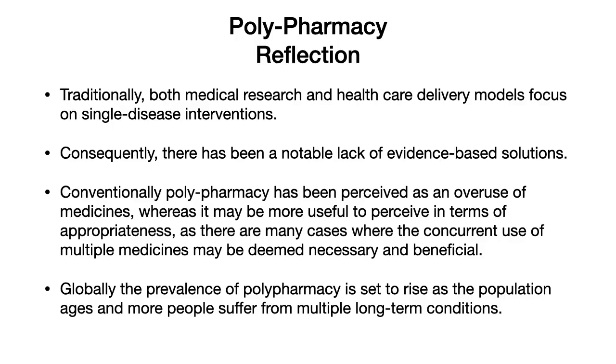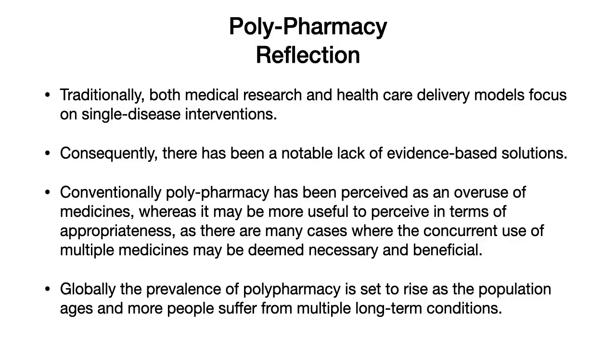Conventionally, polypharmacy has been perceived as an overuse of medicine, whereas it may be more useful to perceive it in terms of appropriateness, as there are many cases where the concurrent use of multiple medications may be deemed necessary. For example, someone with diabetes and ischemic heart disease might need many anti-ischemic medications. They could be aspirin, beta blocker, ACE inhibitor, nitrate, plus a couple of diabetic medications.